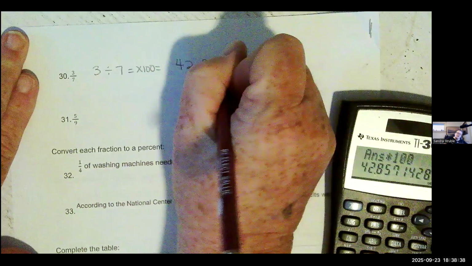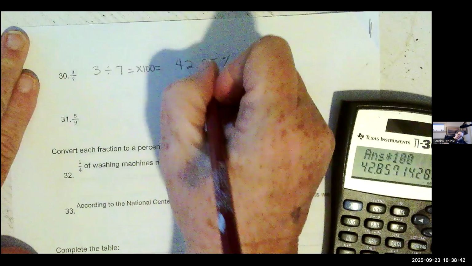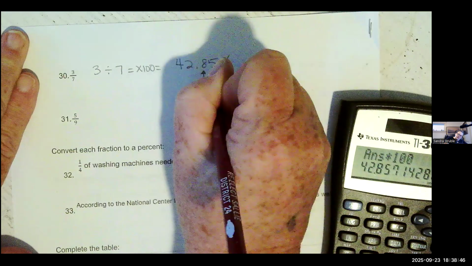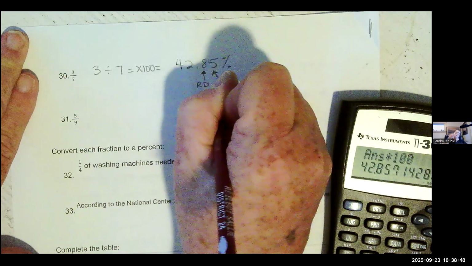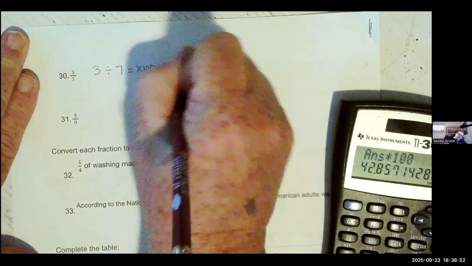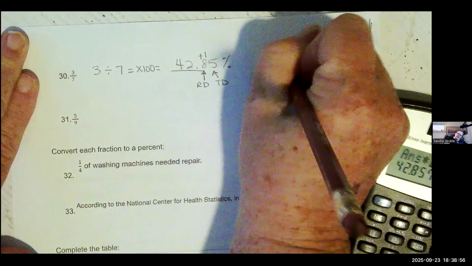42.85%. We decided to round to the tenths place, 1 digit to the right of the decimal. That's my rounding digit. The number just to the right of that is my test digit. My test digit is 5, so I have to add 1 to my rounding digit. So my answer is 42.9%.